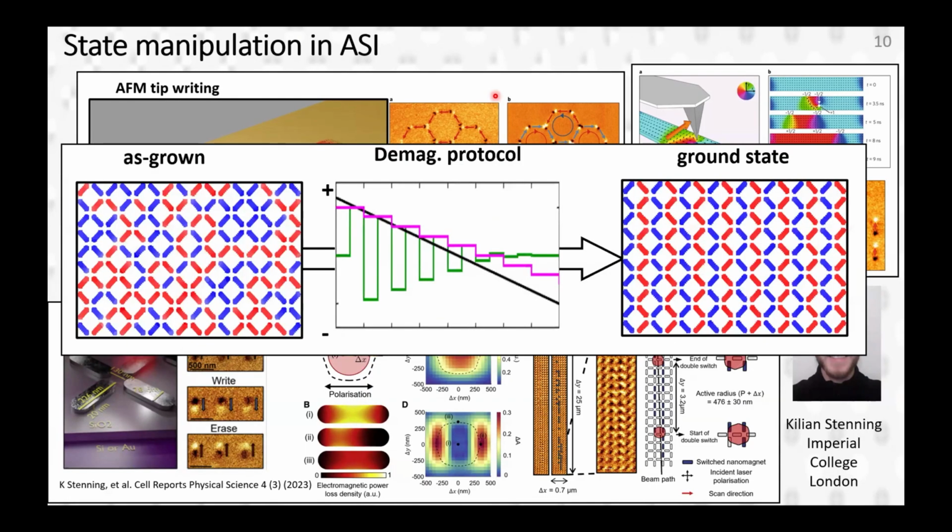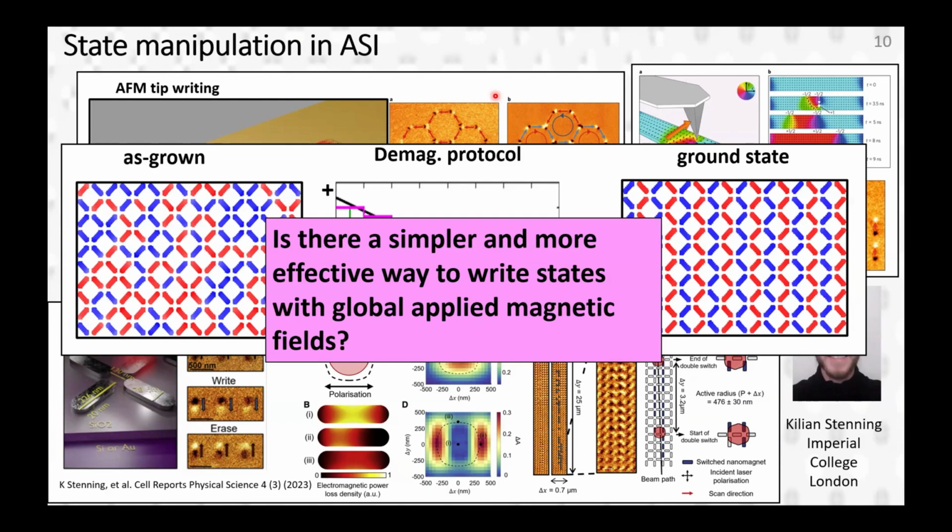There are also demagnetization protocols where you just do an AC demagnetization where you reduce the field and you can reach the ground state, but what about all the other states that we want to have access to? So the question is, is there a simple and more effective way to write states using global magnetic fields?